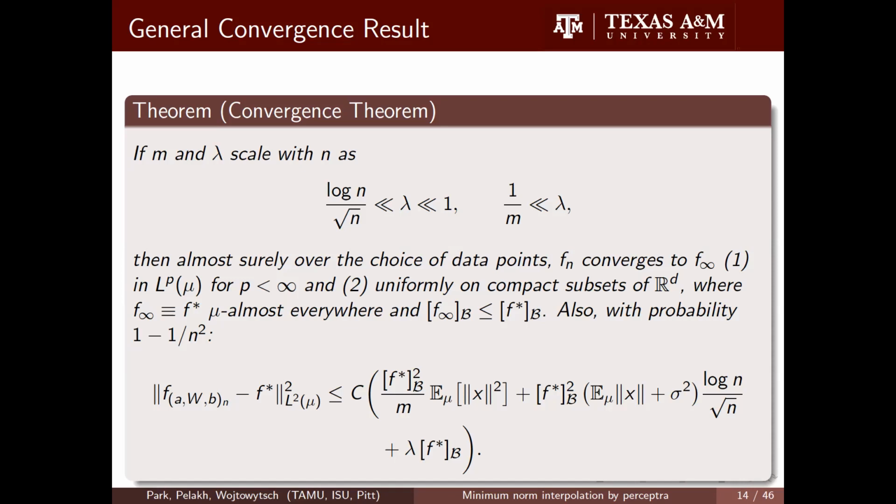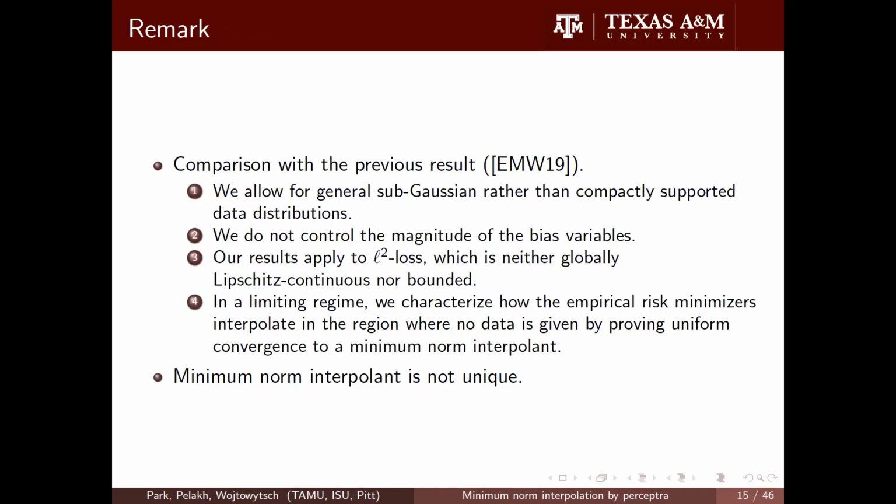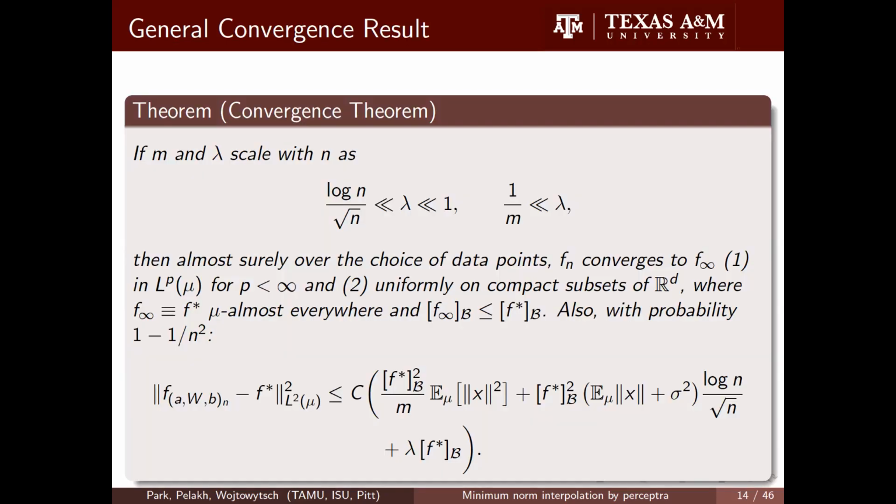We also characterized that mu almost everywhere we fit the data. But what happens where there is no data? We explained that it converges uniformly on compact subsets, even where there is no data. So this explains the minimum norm interpolation behavior. One thing to note is that the reason I wrote this complicated statement is that this f infinity may not be unique. We can have different f infinities satisfying this property and fitting the minimal norm interpolants, because minimal norm interpolation itself is not unique.